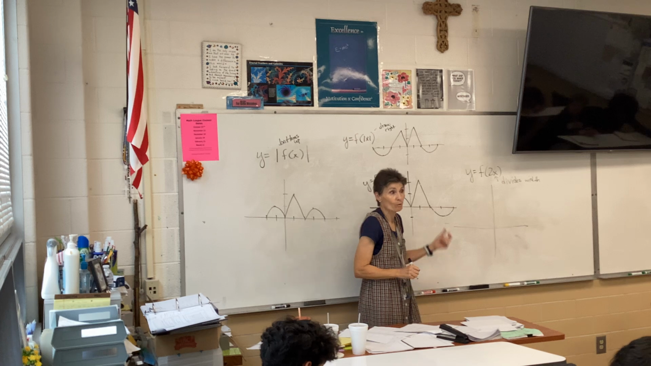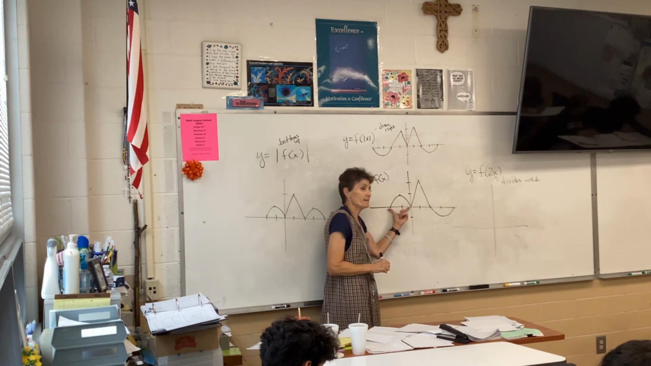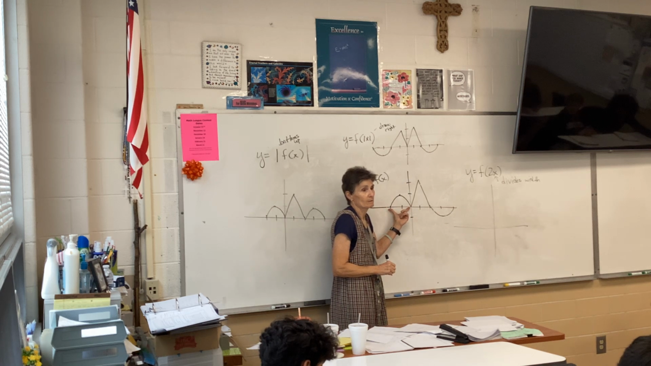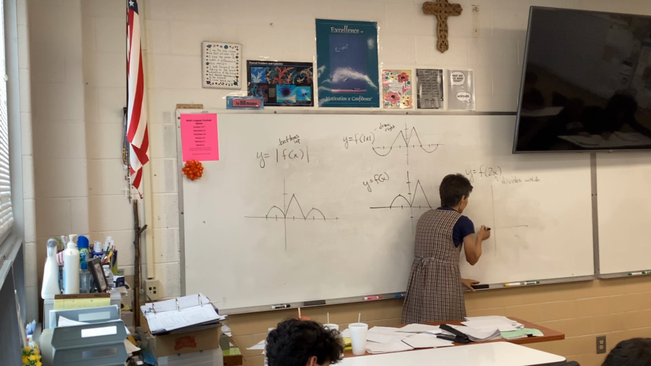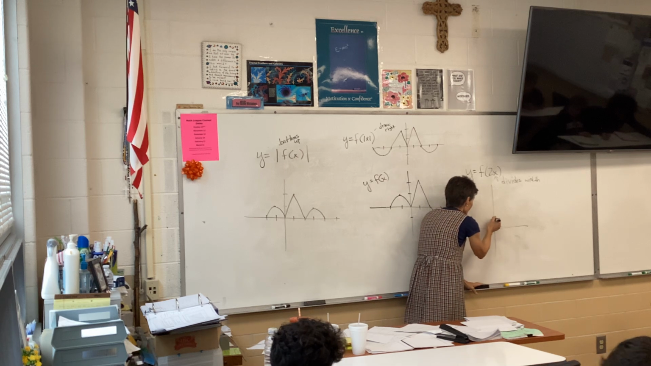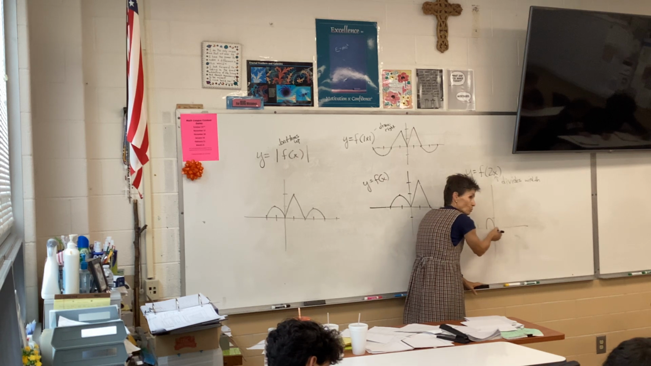Okay, so let's look at our original picture. How wide is that little semicircle? 2 divided by 2, now it's going to be 1. So you've got the same semicircle, but it has to happen in just one space now.